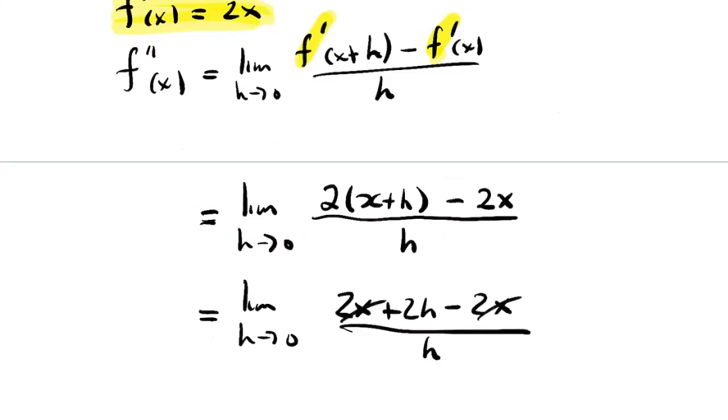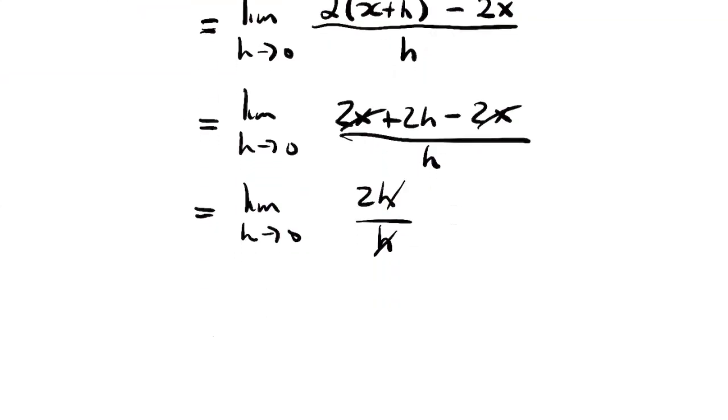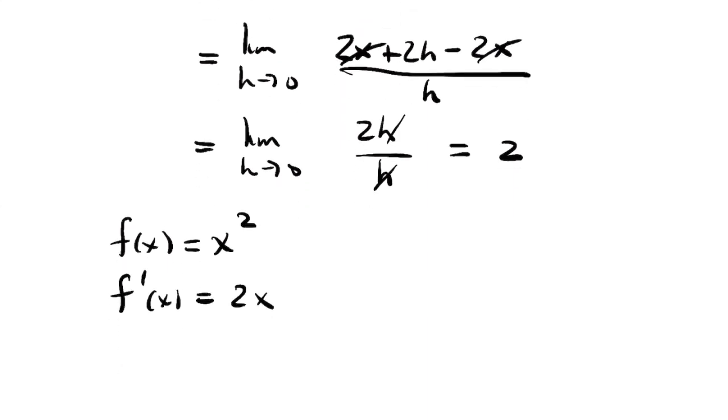The 2x's cancel. I'm trying to be patient. I hope my handwriting isn't too bad here, but now we can finally cancel the h that was preventing the direct substitution, and I'm just going to write that's 2. All right, so let me summarize. We've got f of x is x squared, f prime of x is 2x. We've calculated before, and we just computed the second derivative, f prime prime of x, to be 2.